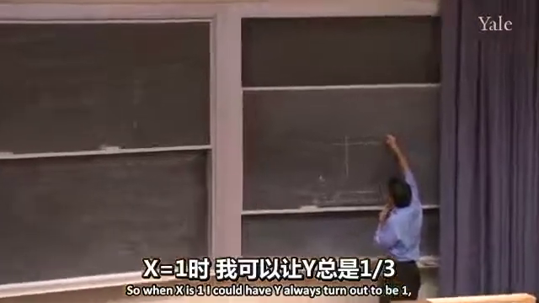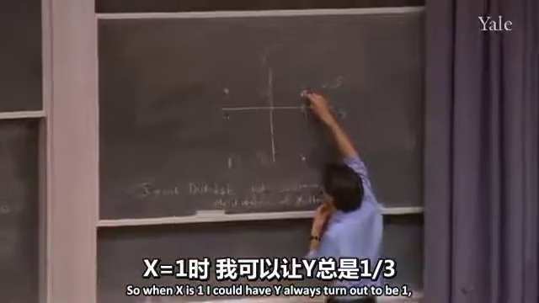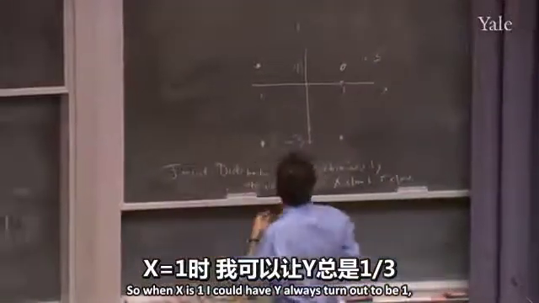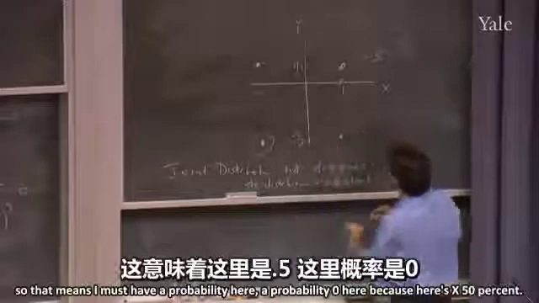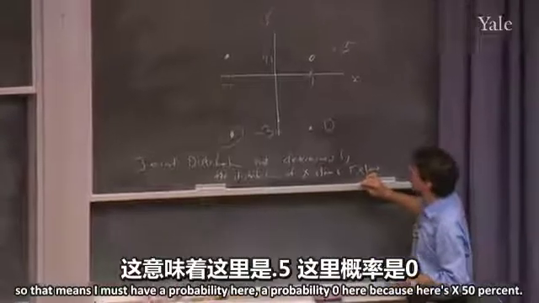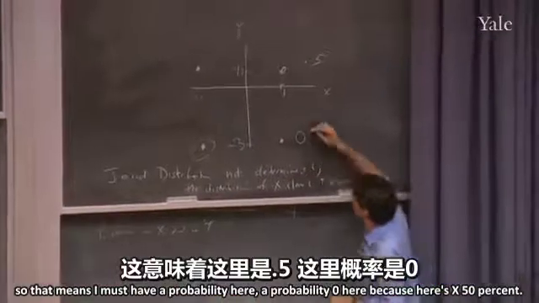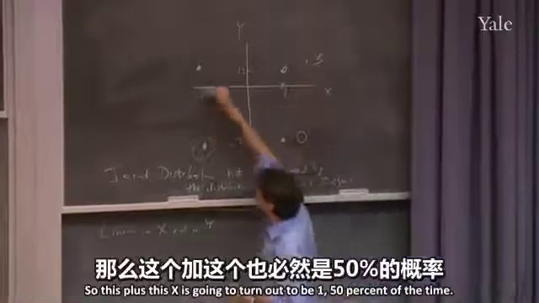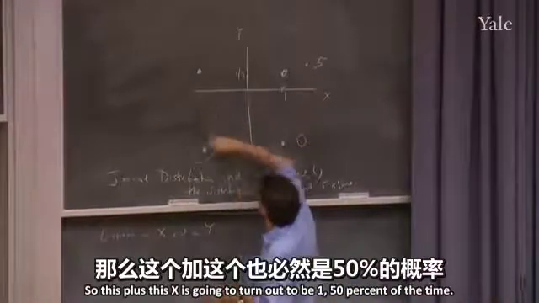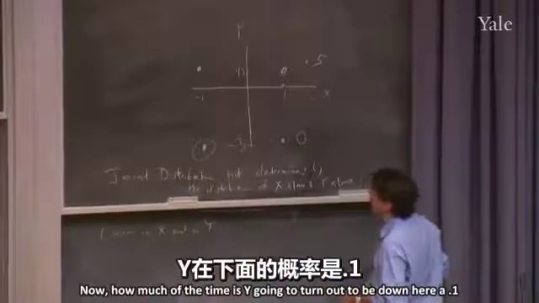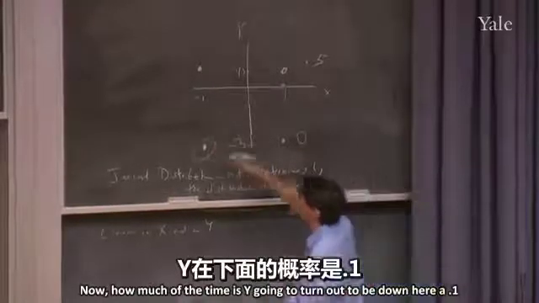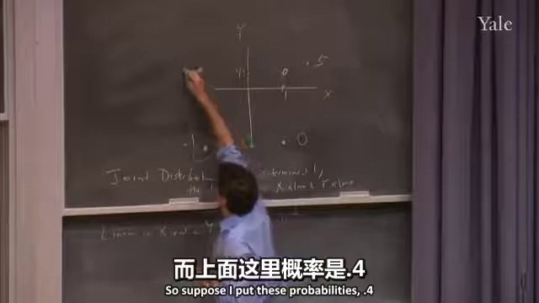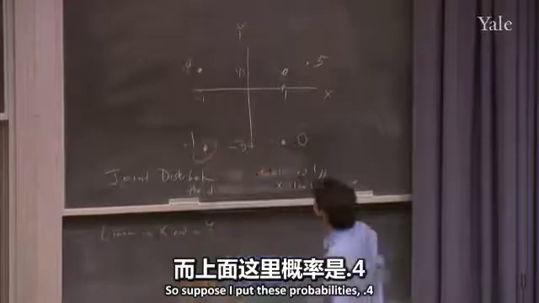Of the time, x. Okay, so when x is 1, I could have y always turn out to be 1. So that means I must have a probability here of x, of probability 0 here, because here's x 50%. So this plus this, x is going to turn out to be 1 50% of the time. Now, how much of the time is y going to turn out to be down here? 0.1. So suppose I put these probabilities, 0.4.